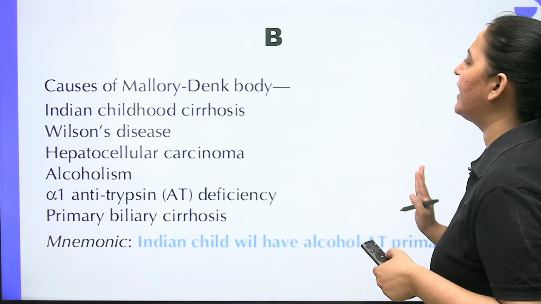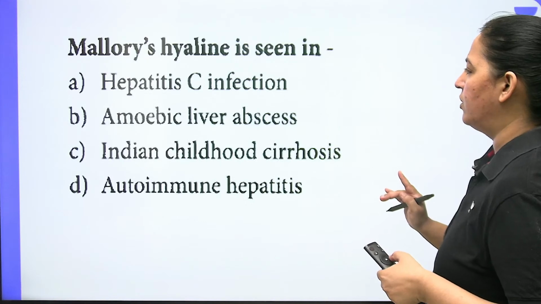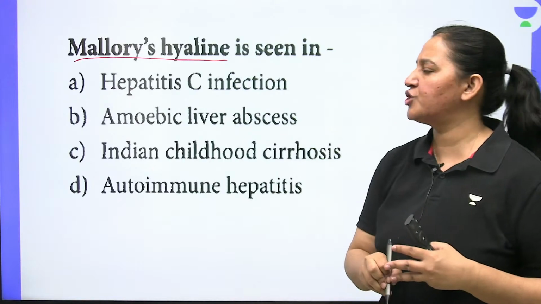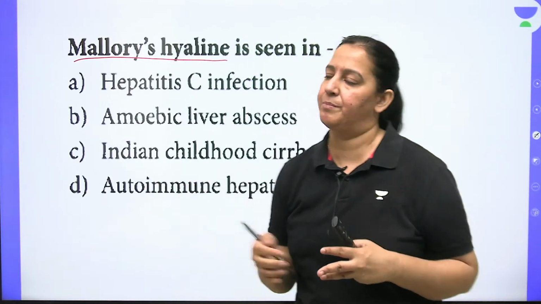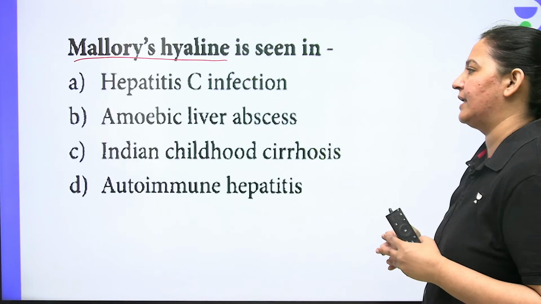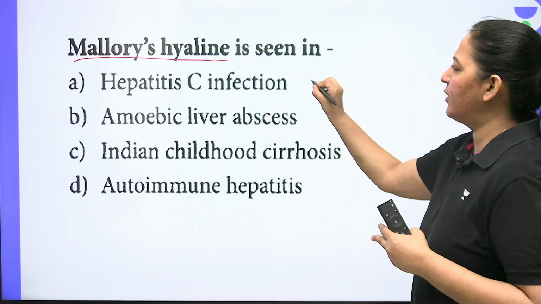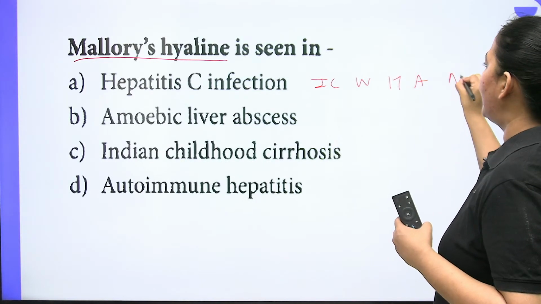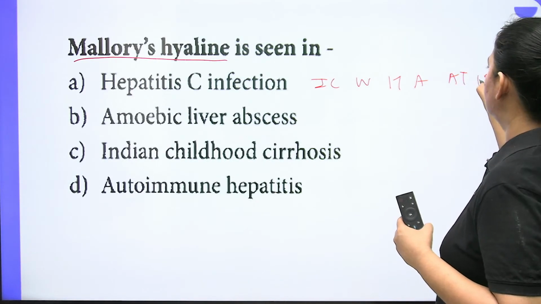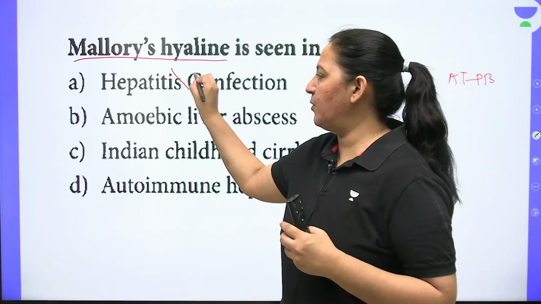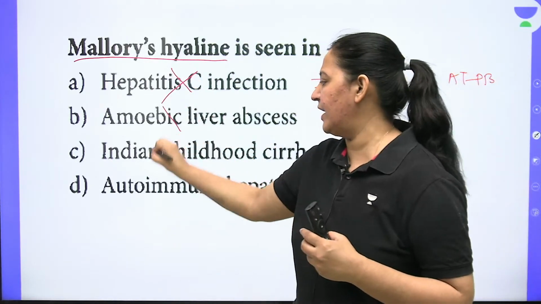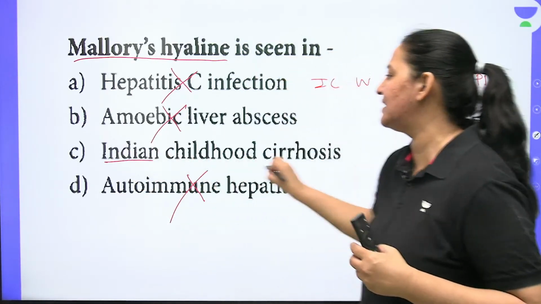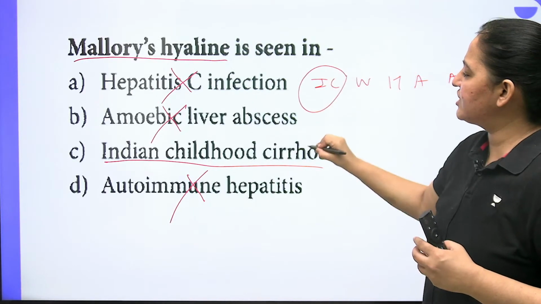The next mnemonic I am moving ahead. Okay, one more on this. Solve this also. Mallory hyaline bodies are seen in. It is a previous year question from one of the JIPMER papers, I guess. The 4 options are in front of you. Apply the mnemonic: Indian child will have alcohol at primary bil. Is hepatitis C coming in this mnemonic? No. Is amoebic liver abscess coming? No. Is autoimmune hepatitis coming? No. Yes, so the correct answer is again C, Indian childhood cirrhosis, which is coming in this mnemonic.